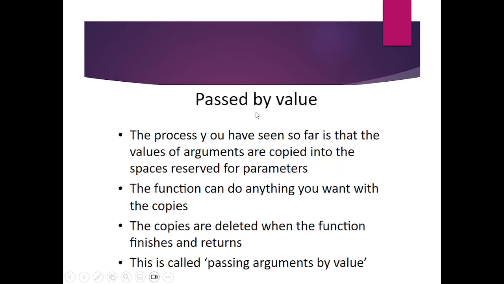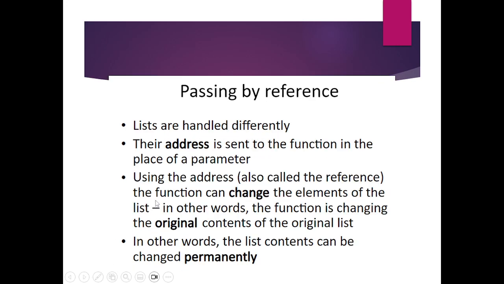When we pass elements to a function, we can have passing by value. The process you have seen so far is that the values of arguments are copied into the spaces reserved for parameters. The function can do anything you want with the copies. The copies are deleted when the function finishes and returns. This is called passing arguments by value. Passing by reference, however, is different, since lists are handled differently.